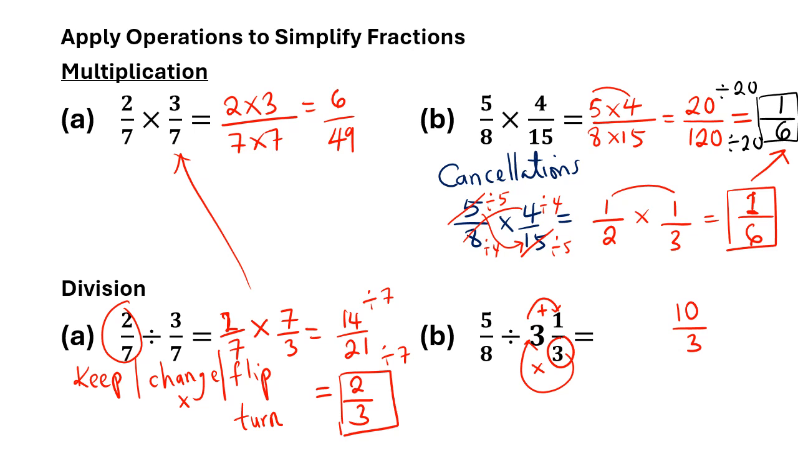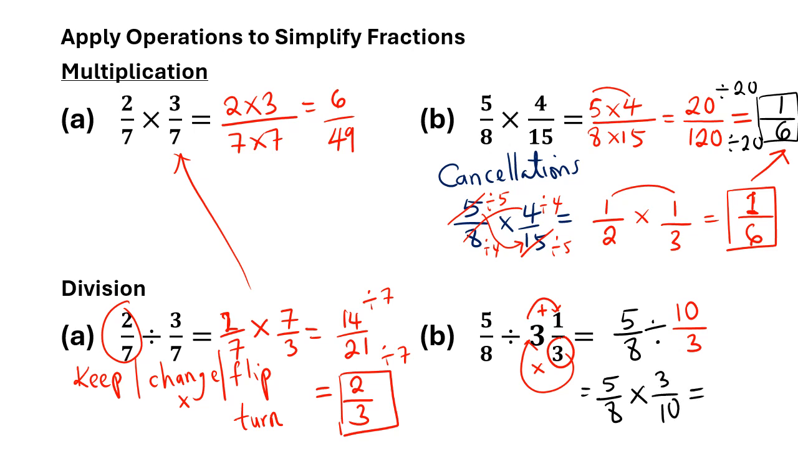So I still have my division sign here. I'm just doing it backwards. And then I still have my 5 over 8 here. So look what I have. I can just solve it the way I solved example A on the division part. So here, I'm going to do my keep, change, flip. So keep 5 over 8, change, and then flip. That means 3 over 10.